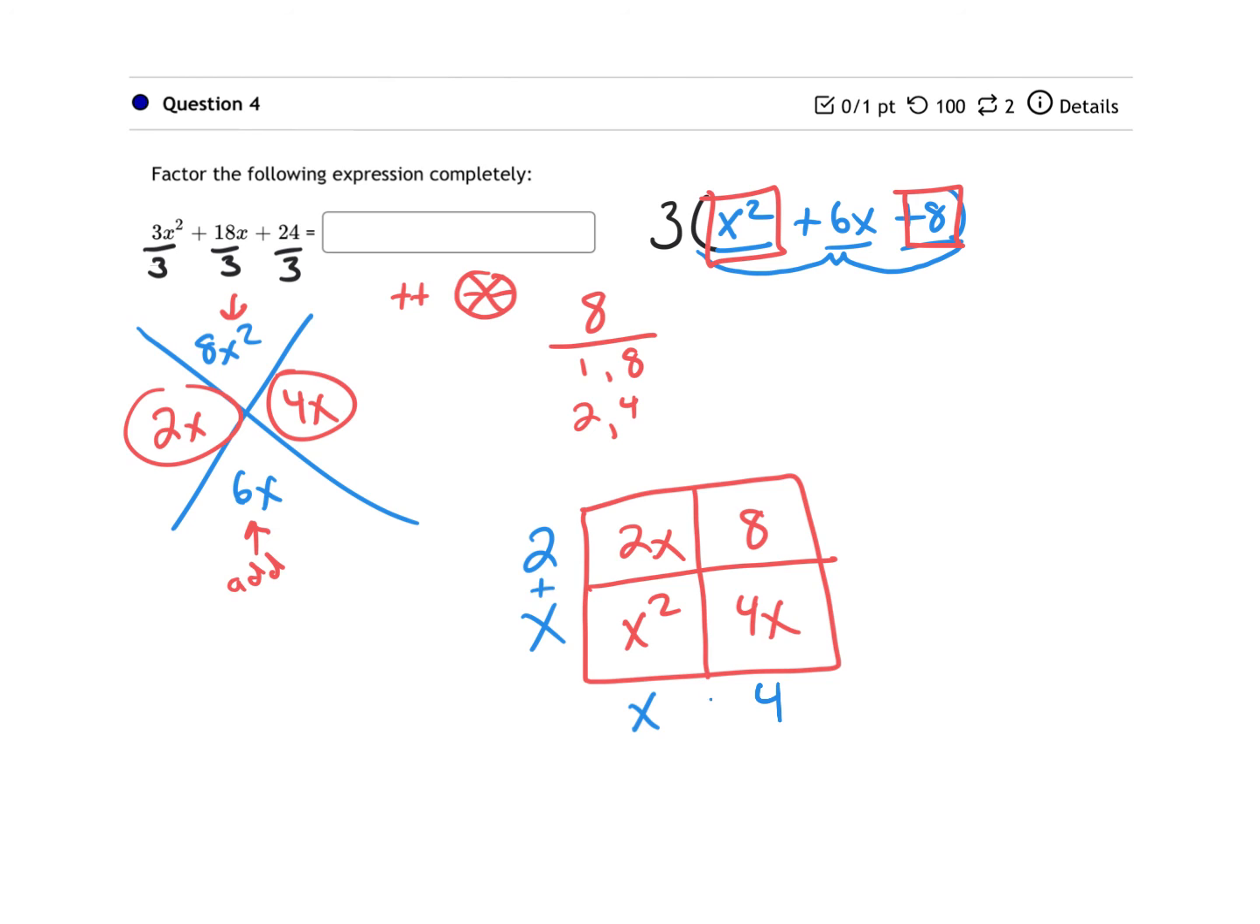So we put a plus in between each one of these, and it factors into 3, because even though I factored this out right away, I can't forget about that, times x plus 4 times x plus 2, and that will be my final answer.